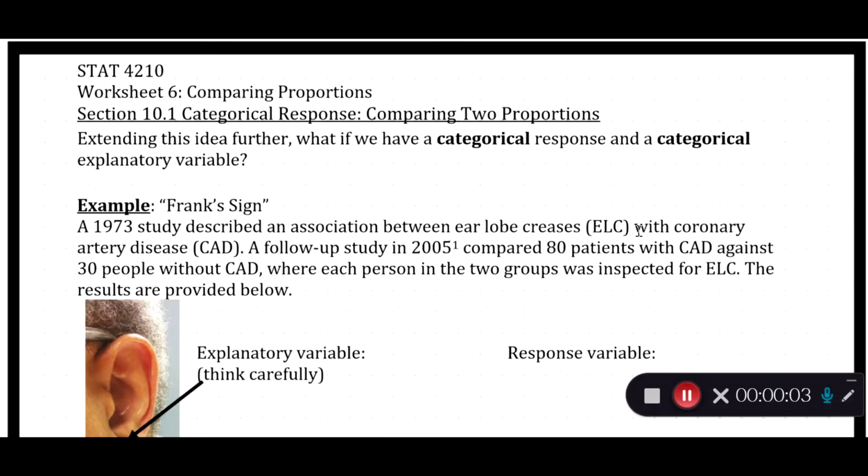In this video, we're going to be starting section 10.1 on worksheet 6. In section 10.1, we are doing like we did with two sample t-tests, except now we have a two sample z-test. So we're introducing a categorical explanatory variable to better understand our categorical response.